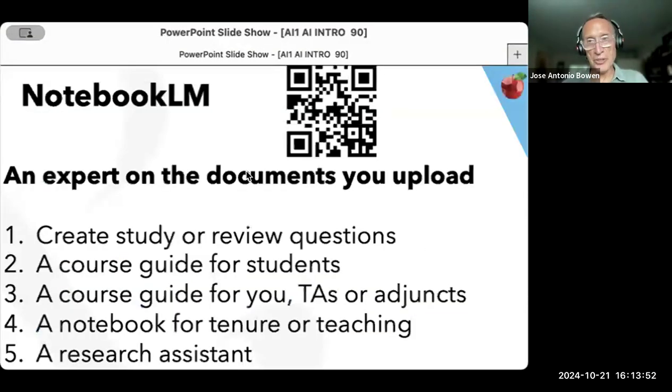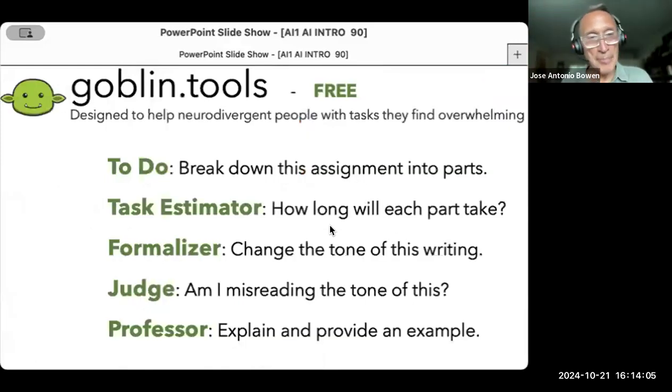Elicit, Research Rabbit do similar things. NotebookLM, which is from Google, is all the rage right now because it allows you to upload your own data, which is kind of cool. Somebody mentioned Goblin Tools. That's another one. This is for neurodivergent students, so it has very simple tools. I have a 5-page paper to write. What are the parts? How long will each part take me? Notice Goblin Tools also uses ChatGPT in the background.